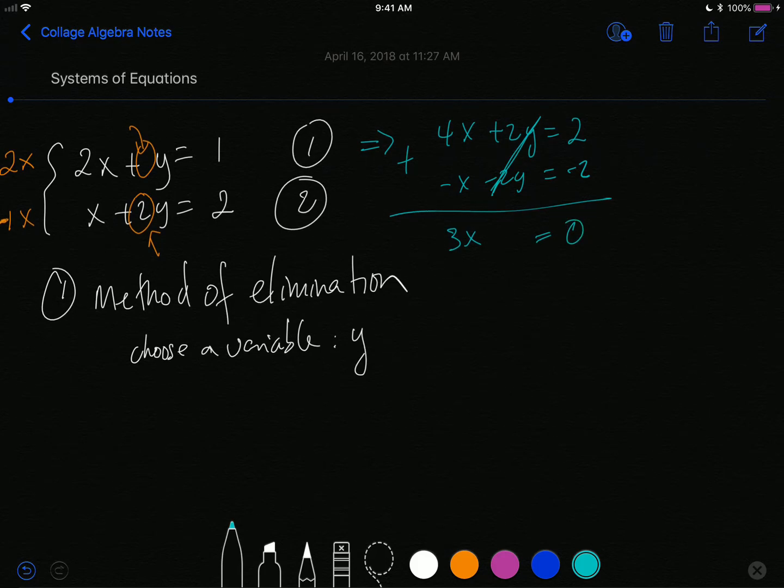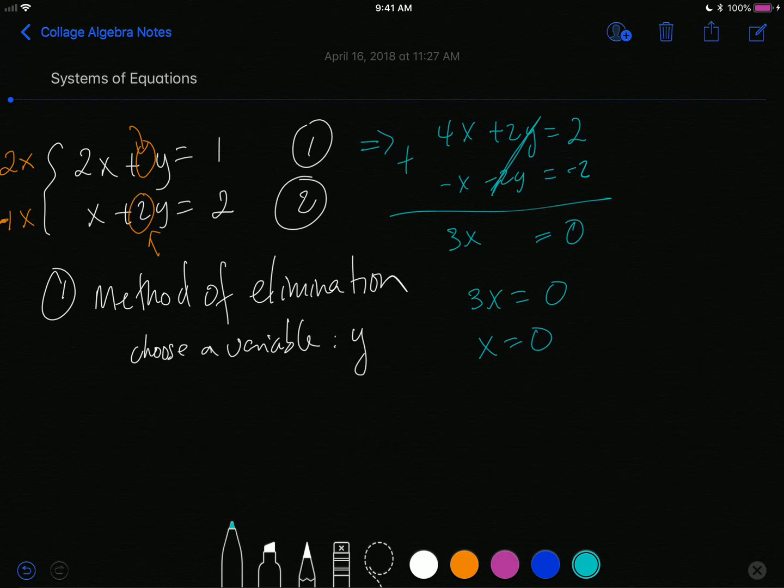That takes us to a very simple equation that I can solve. I have that 3x equals 0, and so that tells me then that x equals 0. Now that I know that x equals 0, and I remember that the x value is the same in each equation, I can use that to solve my equation.